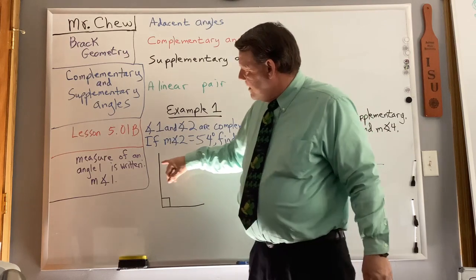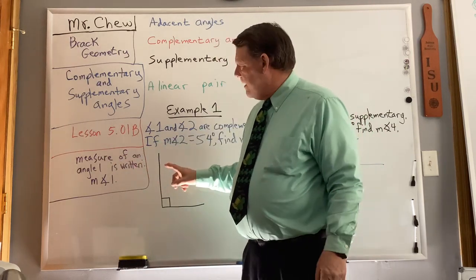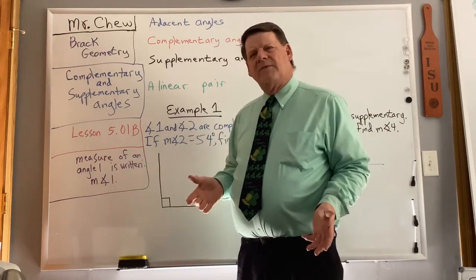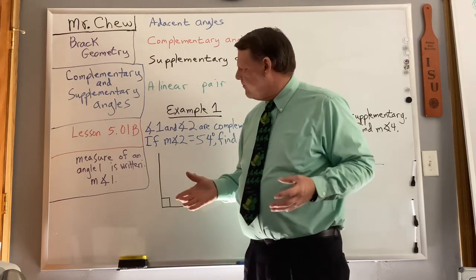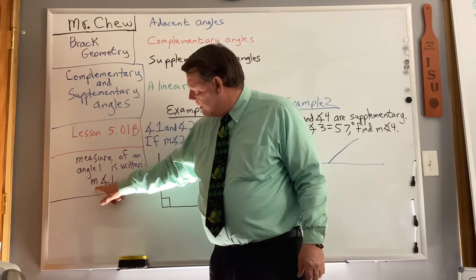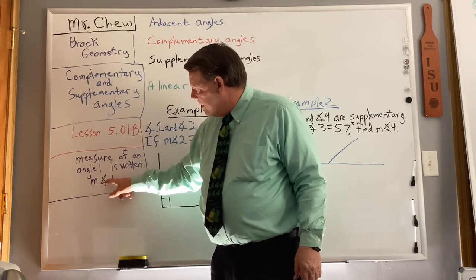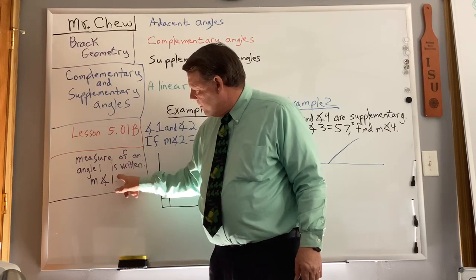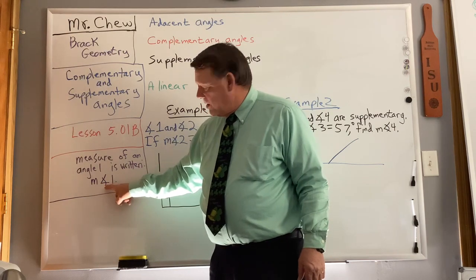So I want to first talk about the way that I'm going to notate some things, because different teachers are different. The measure of angle 1 is written, I put a little M, and then I put an angle symbol with an arc in it, 1. That would mean measure of angle 1.